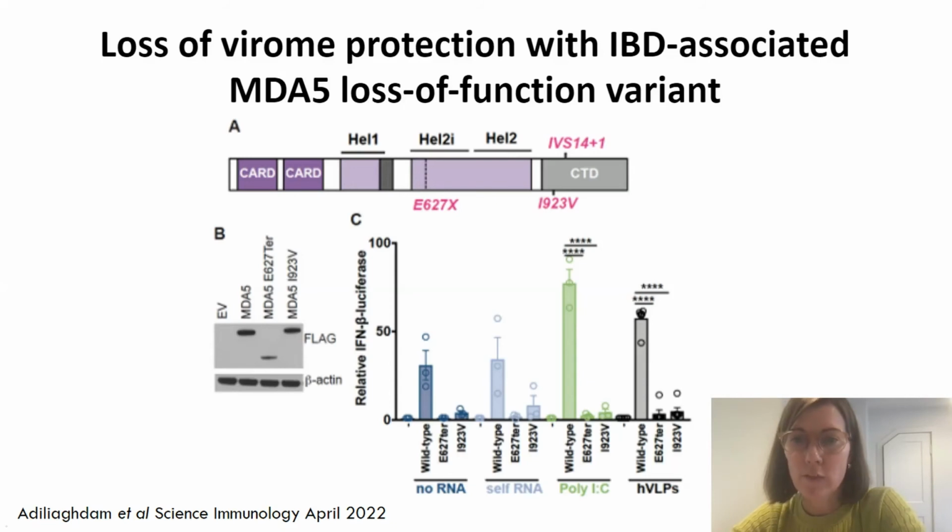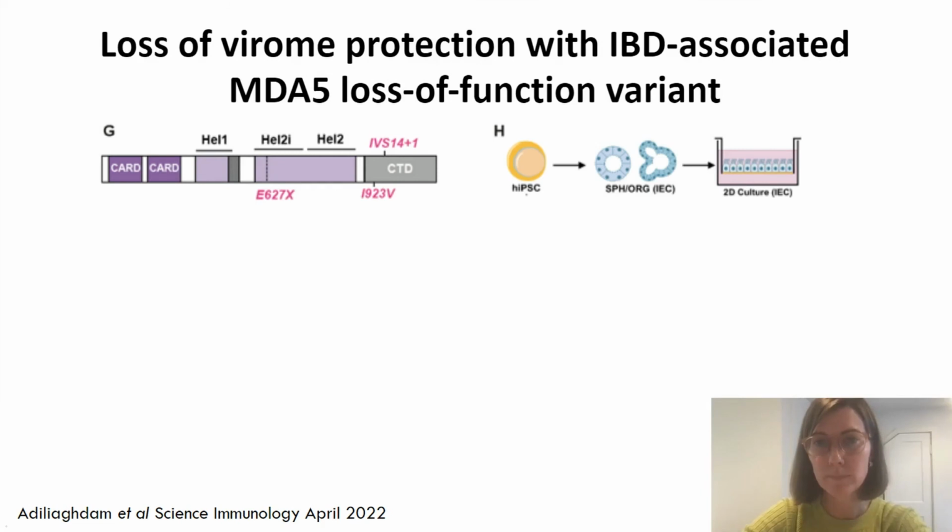But in the presence of a known MDA5 ligand, poly-IC, that interferon response was exacerbated. We also isolated our human VLPs from colon resections and showed that in the same luciferase assay, they could trigger an interferon response that was MDA5 dependent. But the mutants, either the truncated version or the I923V mutation, all inhibited the ability of these healthy viruses or poly-IC to induce a downstream response of MDA5.